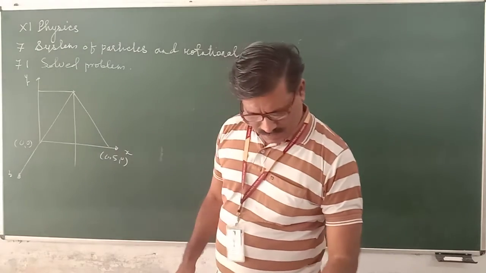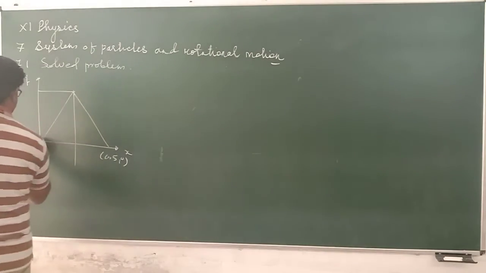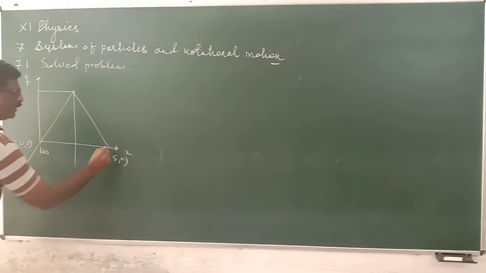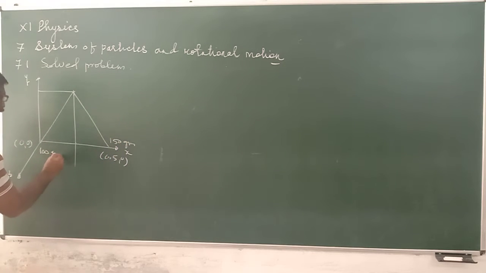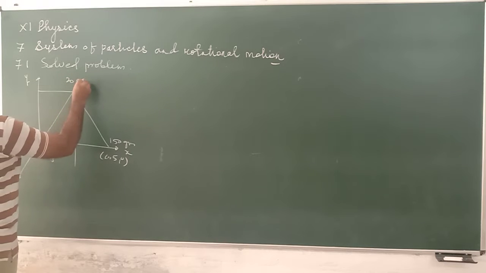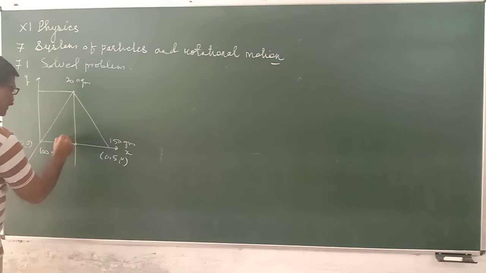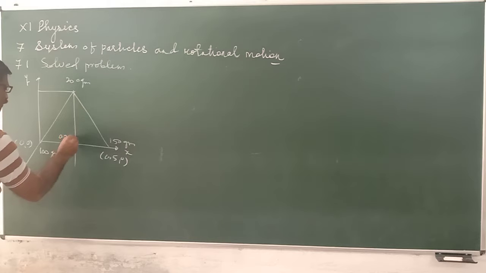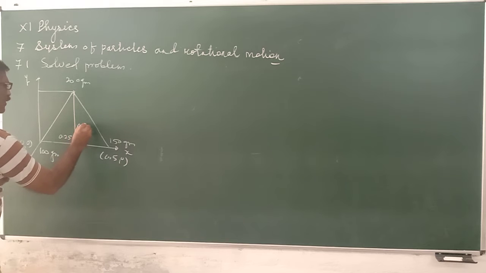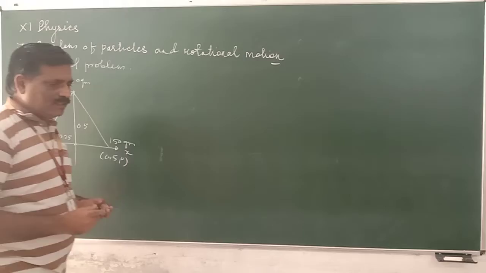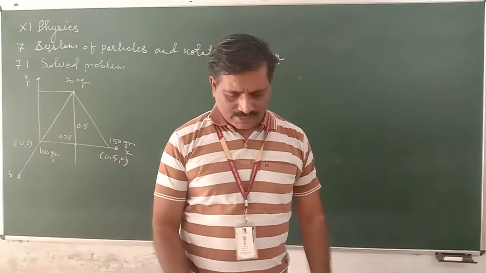Here 100 gram is kept, here 150 gram, here 200 gram. This one is 0.25. Then what about this one? This is 0.5. This is 0.25.